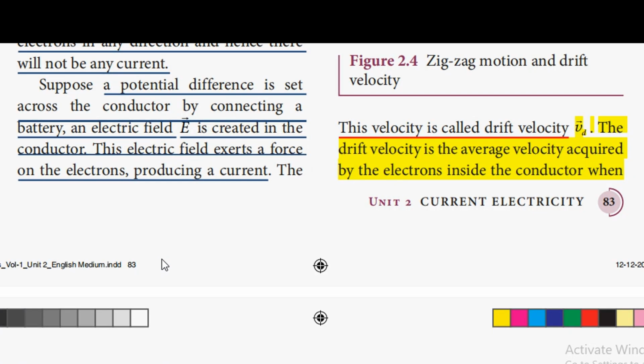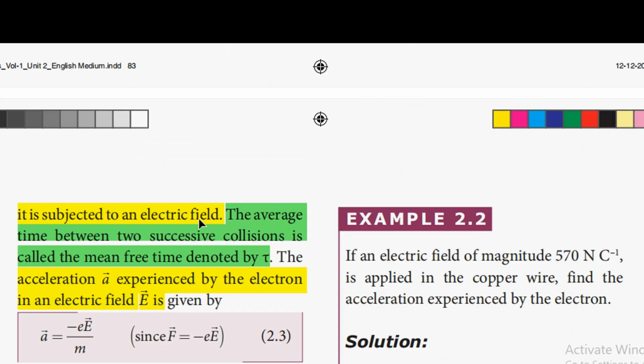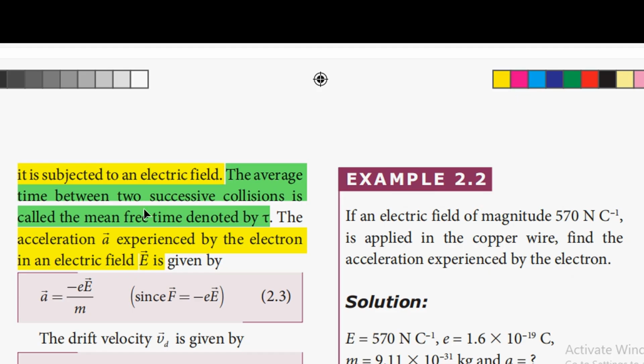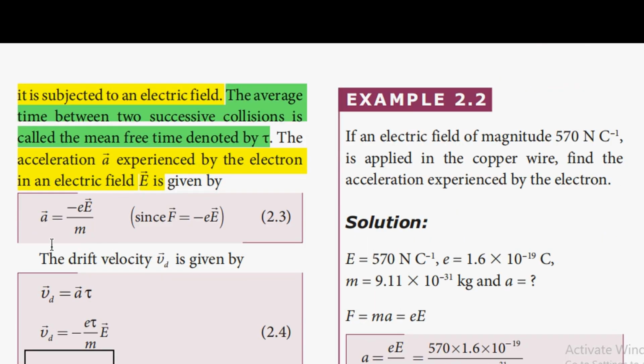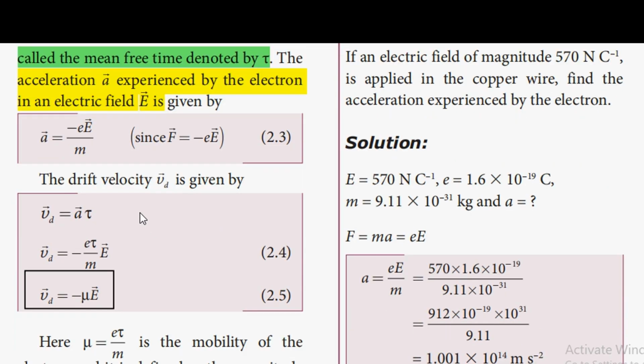Now let us see how to define the drift velocity. The drift velocity is the average velocity acquired by the electrons inside the conductor when it is subjected to an electric field. The average time between two successive collisions is called the mean free time, denoted by the letter tau. The acceleration a experienced by the electron in an electric field E is given by this expression: a is equal to minus eE by m, as F is equal to minus eE. The drift velocity Vd is given by the expression Vd equal to a tau, or Vd can be written as minus e tau by m into E.